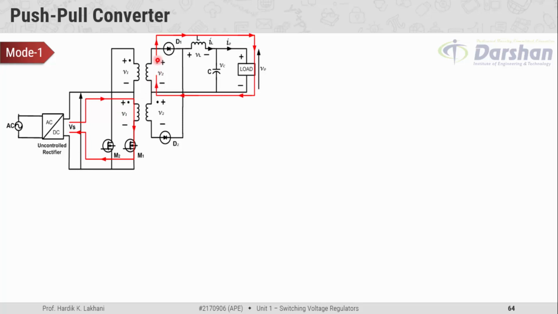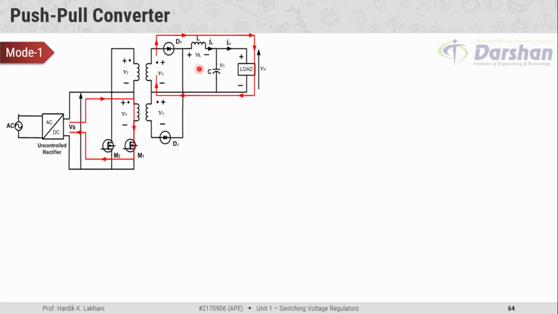On the secondary side, the current starts from the upper secondary. It passes through diode D1. It passes through the inductor. It flows through the load, and this is how the closed loop path is formed for secondary current.